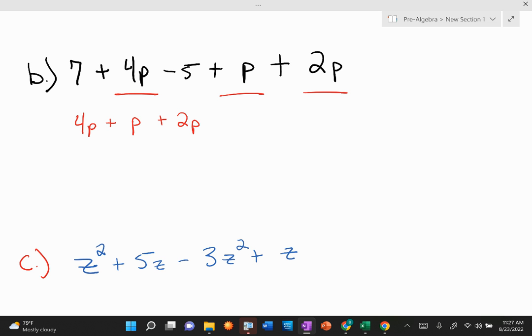Okay. So, we need to sort out our variable terms. We've already got them underlined: 4P, P, and 2P. Then we're going to list them together right here so that in our next step we can combine them together. So these are which terms? These are our variables. I did them in a different order this time. So those are our variables. So what are our constant terms?